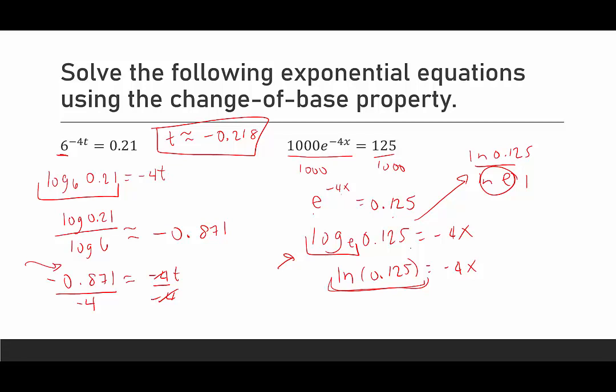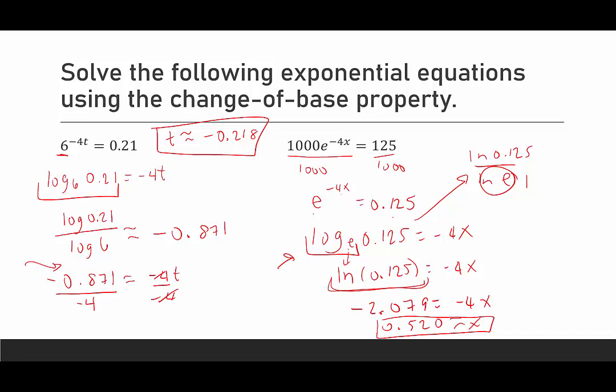And the natural log of 0.125 is negative 2.079. So we have negative 2.079 is approximately equal to negative 4x. If we divide both sides by negative 4, we end up with 0.520 is our approximation for x. So this one's a little bit weird because the natural base is always a little bit weird, but hopefully it makes sense that log base e is the exact same thing.